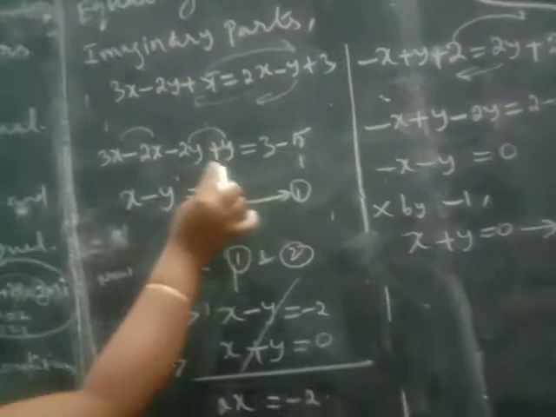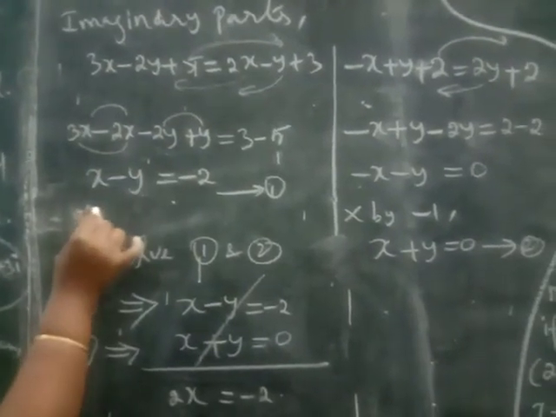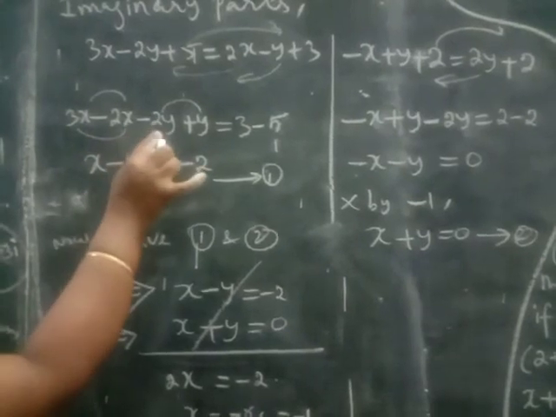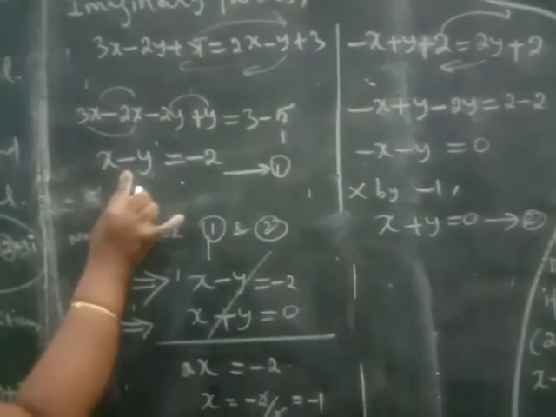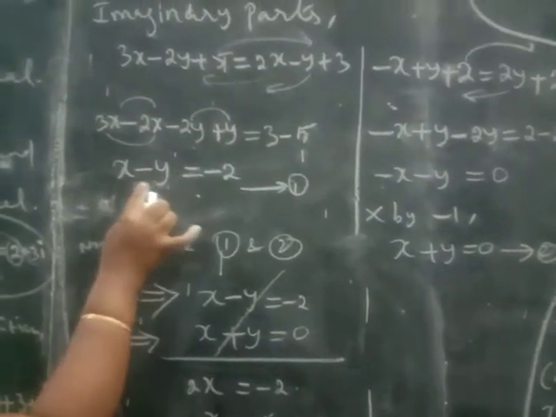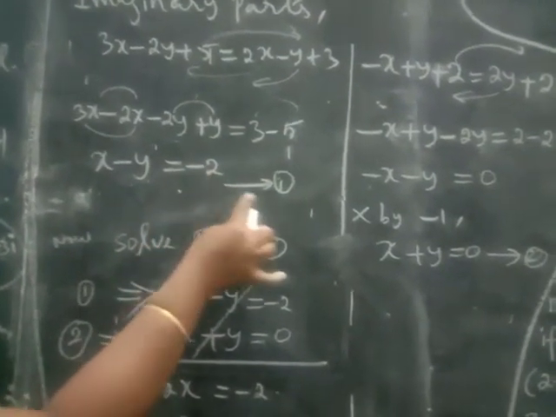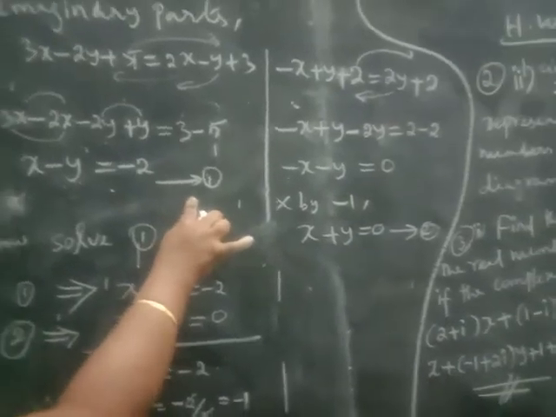Okay. Now add like terms. 3x minus 2x, x. Minus 2y plus y, minus y. Because this is the biggest number, that's why we are putting minus here. So if you subtract this, we will get y. So x minus y. Here 3 minus 5, minus 2. Consider this as equation number 1.